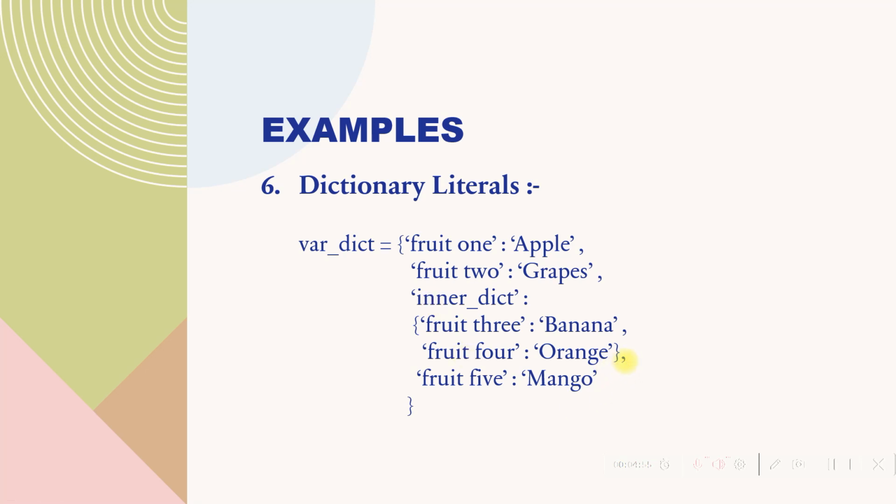So these are the ways through which you can define all these six different types of literals in Python.